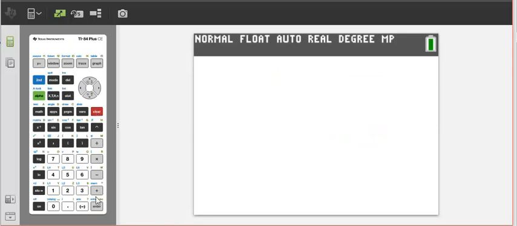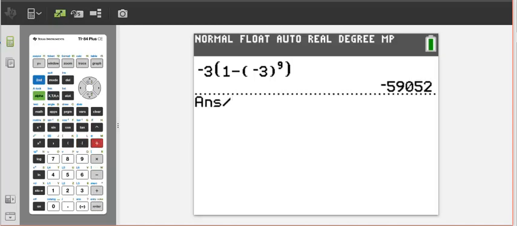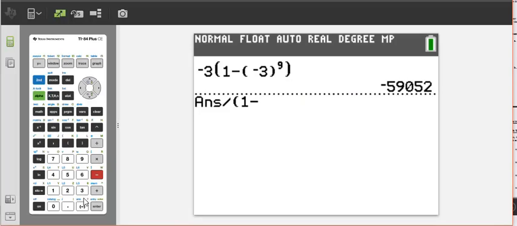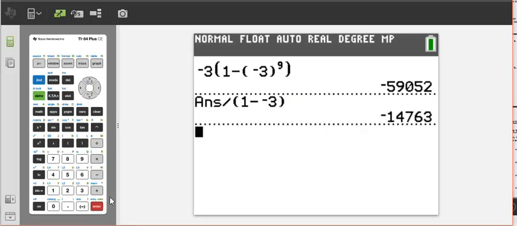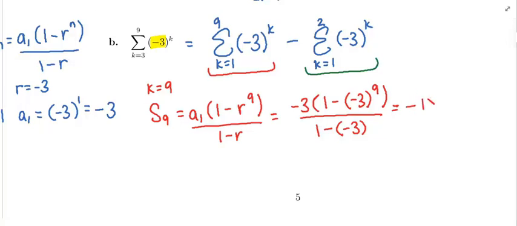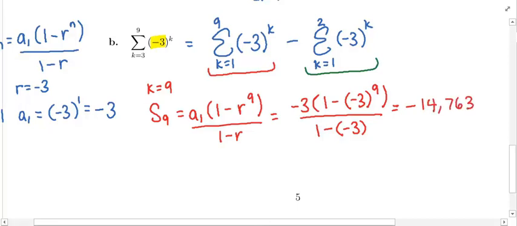I'm going to plug in the numerator first. I'm going to get -3 times 1 minus -3 raised to the 9th power. So here's the numerator. I'm going to go ahead and divide that by the denominator. The denominator is 1 minus a -3, that's 4. Or you could do 1 minus a -3 and let the calculator do it. So the 9th partial sum, if you add the first 9 terms of the sequence, you will get -14,763.